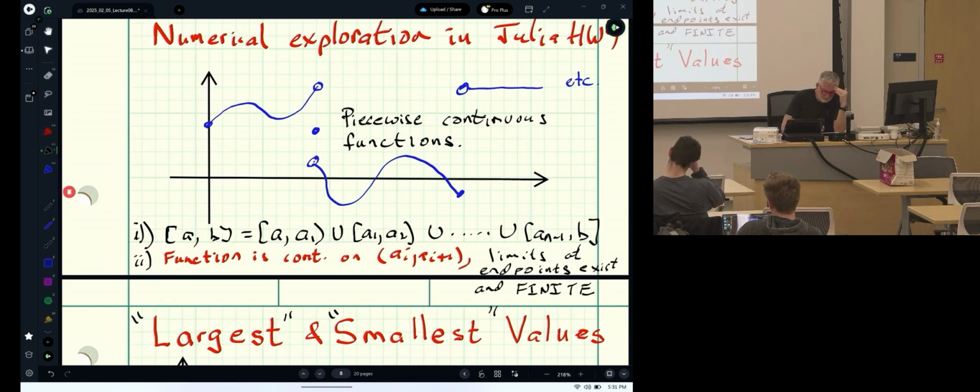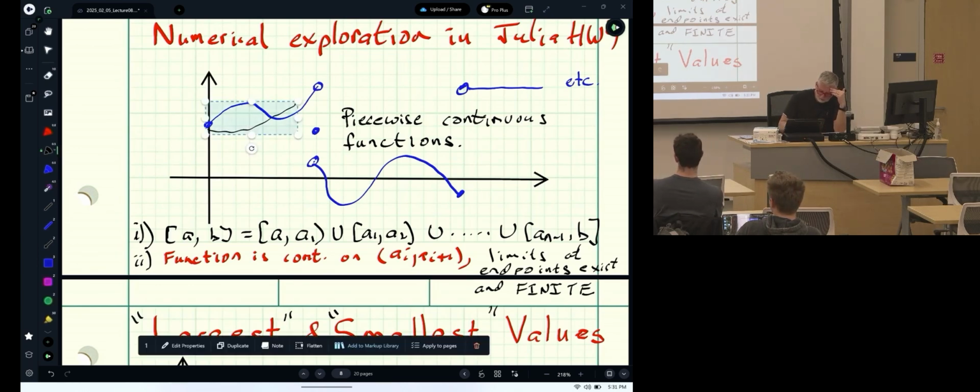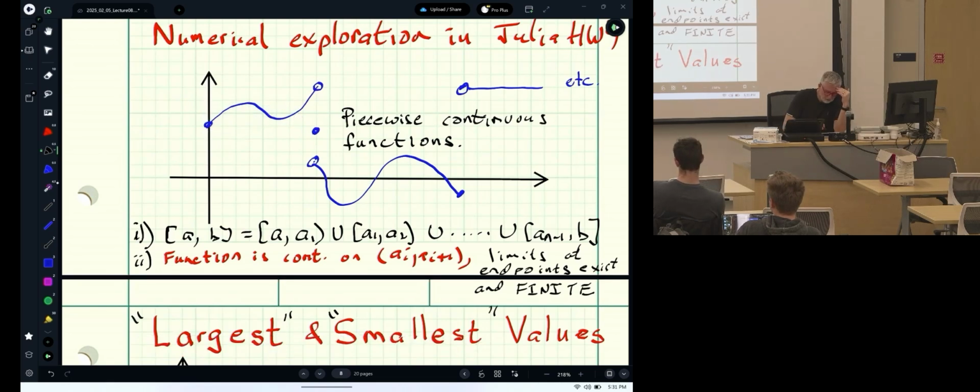Okay, now if the function tried to do something like this and doesn't have a finite limit at the endpoint, so it just explodes like 1 over x does at the origin, then it's not piecewise continuous. Okay, you need bounded values at the endpoints.